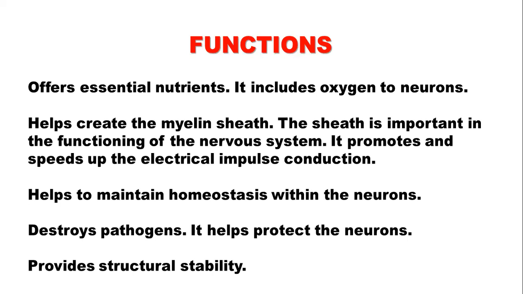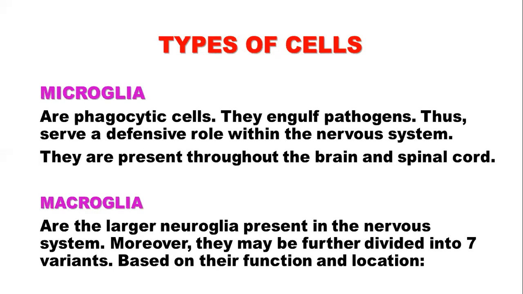What is neuroglia? How will you define neuroglia? Neuroglia is the non-excitable supporting tissue in the nervous system. What is the function of neuroglia? It offers essential nutrients, including oxygen, and helps create a myelin sheath. The sheath is important in functioning of the nervous system. It promotes the speed of the electrical impulses conduction, helps to maintain homeostasis within the neurons and destroys pathogens. It also helps protect the neurons and provides structural stability.